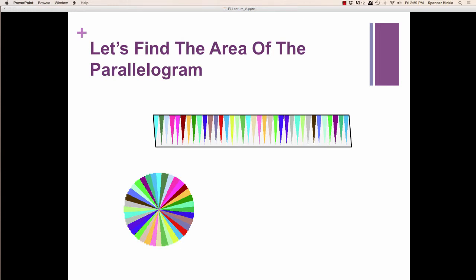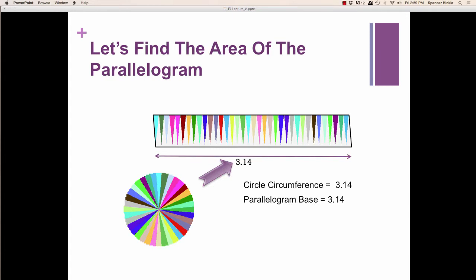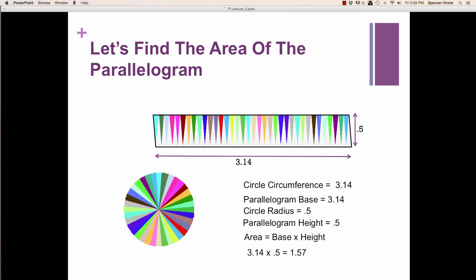And we said the circumference of the circle is 3.14, and with it laid out horizontally, it still is 3.14. I know I've said this over and over again, but I want to make sure that you understand that the circumference of the circle is the base of our parallelogram. And we said that the radius, 0.5, of our circle would become the height of our parallelogram. So now let's solve this easy area problem, base times height. 3.14 times 0.5 equals 1.57. The area of the parallelogram is 1.57.